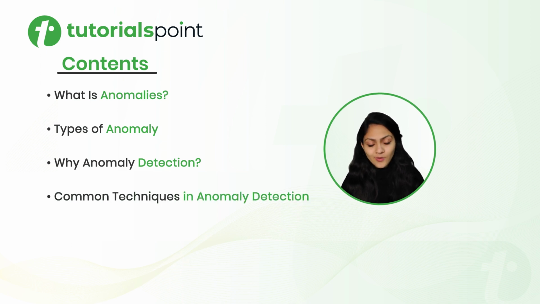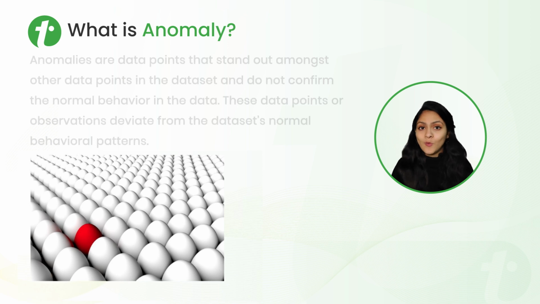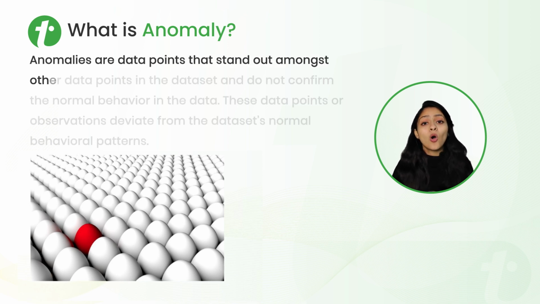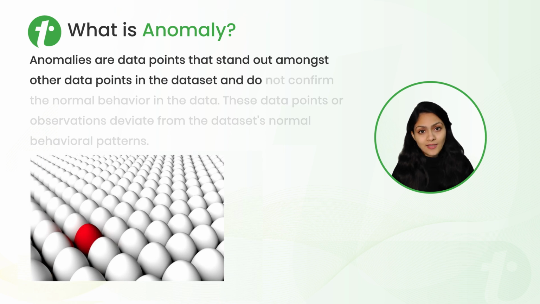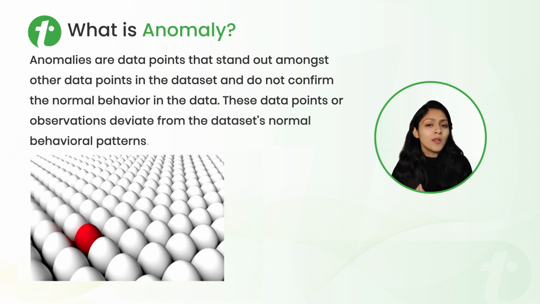Before moving to anomaly detection, let's understand what are anomalies. Anomalies are the data points that stand out amongst all other data points in the dataset, and they do not conform to the normal behavior in the data. These data points or observations deviate from the normal behavioral pattern of the dataset.